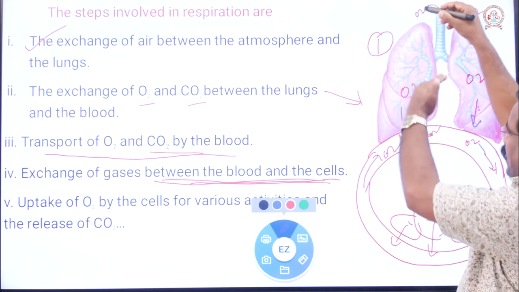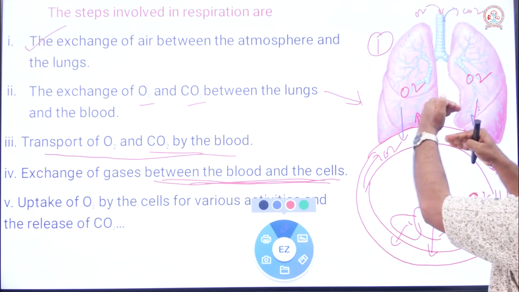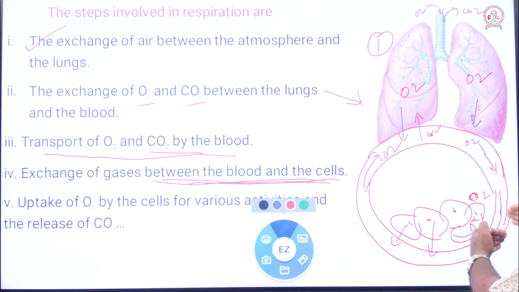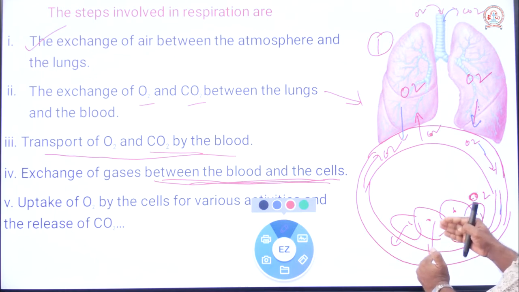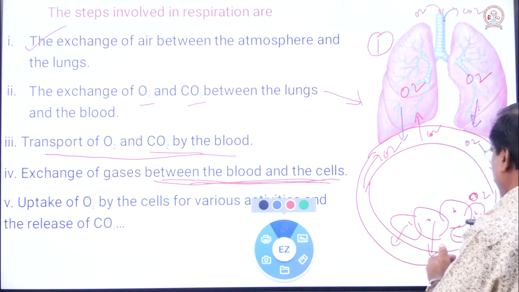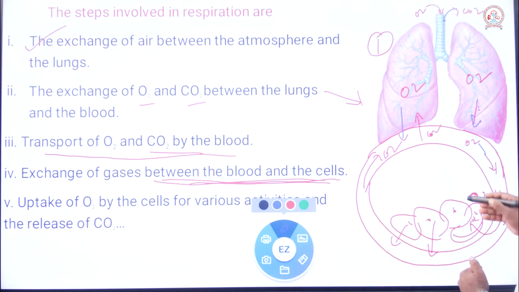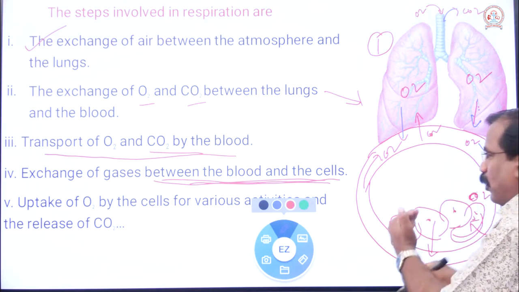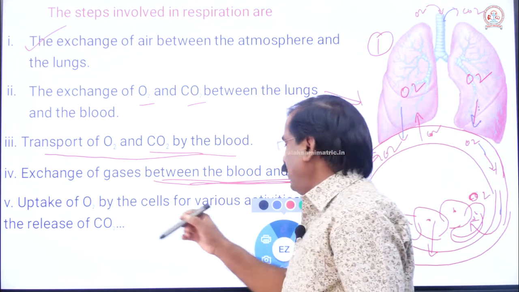First atmosphere exchange, then lungs and blood vessel exchange, transport of the respiratory gases carbon dioxide and oxygen, and exchange. Look, an exchange happens in the tissues. Look here, giving the oxygen and taking the carbon dioxide.